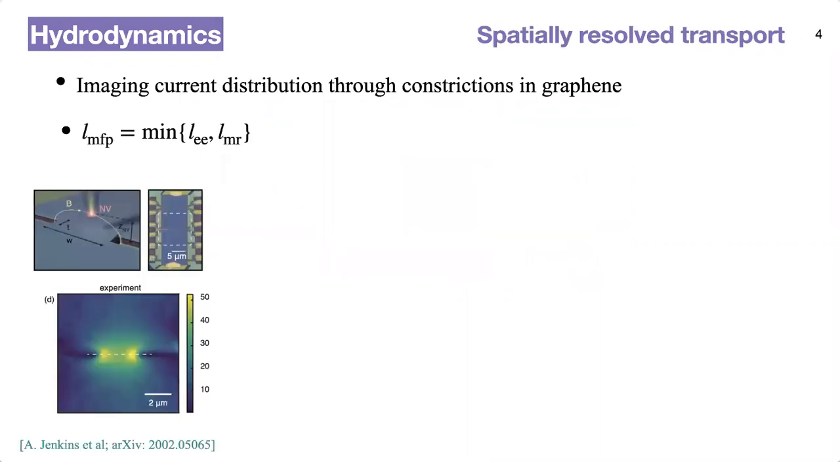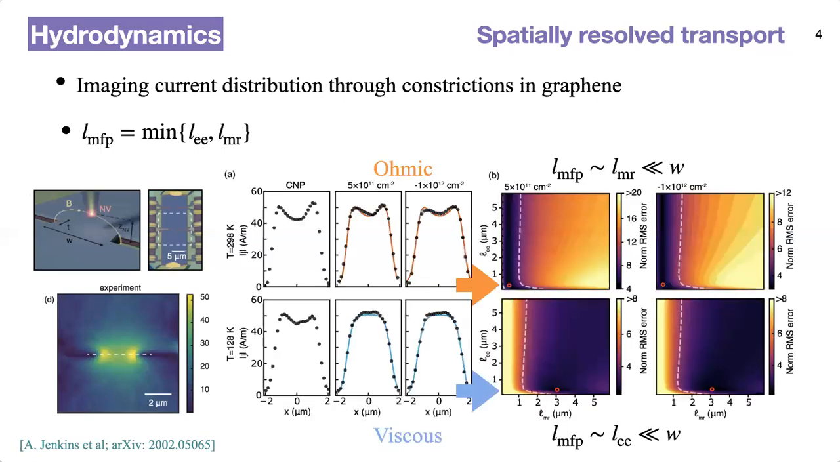Okay, so to see exactly the hydrodynamics in experiment, I would like to highlight a recent experiment imaging the current distribution through constrictions in graphene. The basic experimental setup is a current flowing across a constriction with finite width and thickness, and they use a cutting-edge imaging technique, the NV center, to detect the current distribution across the constriction. And their result is very nice.